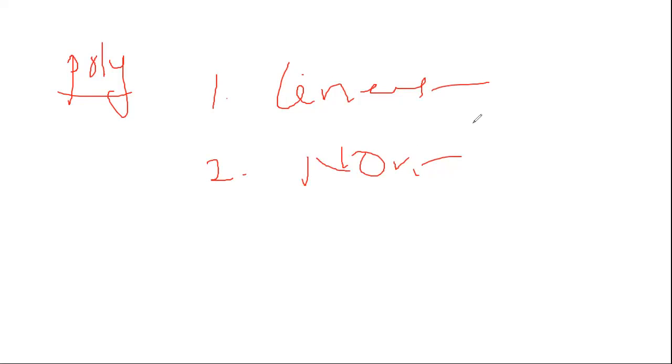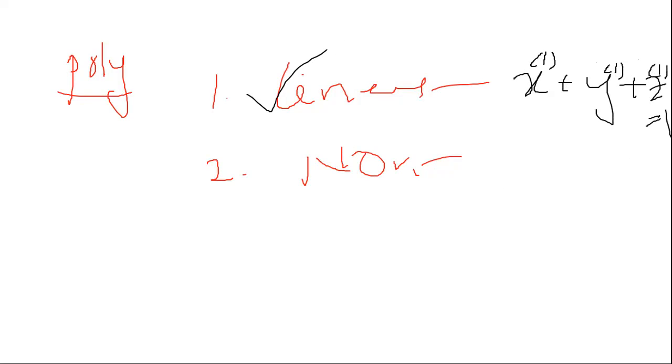See, let's see that. Linear equations are x plus y plus z is equal to 0 or 1. This is called linear. It means that in linear equations, the powers of the unknown terms must be 1. Those are called linear equations.